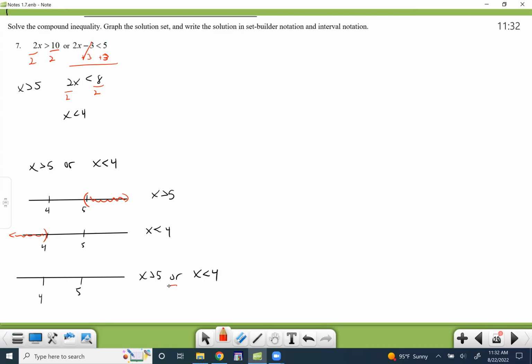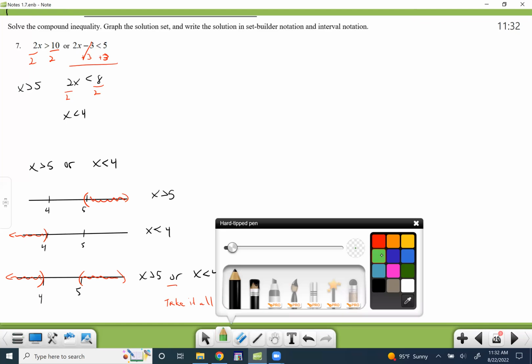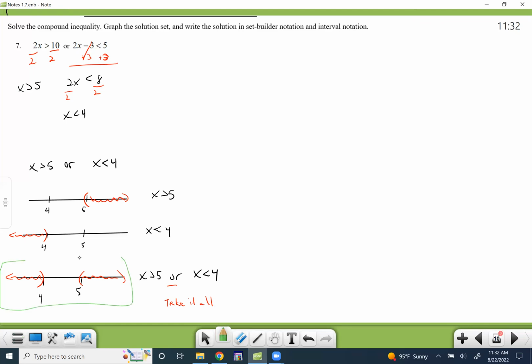Now, because it's an or, that means we're going to take it all, right? Take it all, anything that's been shaded. So I'm going to take both of them and put them together on the same number line. And that is going to be my answer, you guys. So I'm going to box it. This is what I would put in Connect Math if I had to graph it.